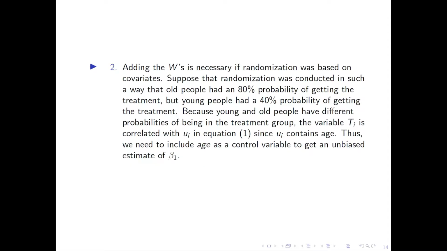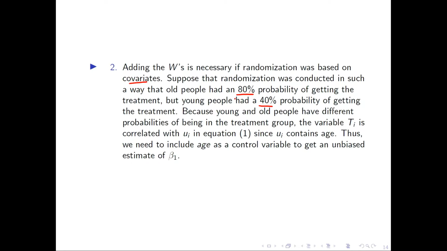If randomization was based on covariates, which means variables which we can measure, then adding control variables would be quite necessary. So in our example, suppose that randomization was conducted in such a way that old people had an 80% probability of getting the treatment, but young people had a 40% probability of getting the treatment. So now there is a difference in probability between old people and young people of getting the treatment.